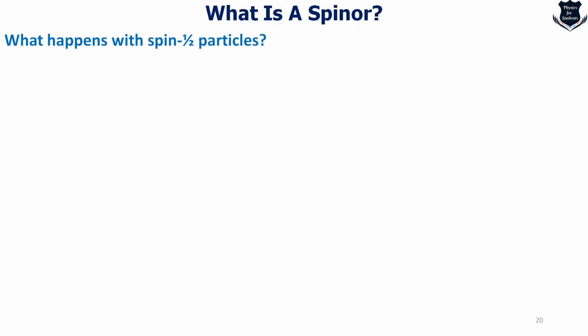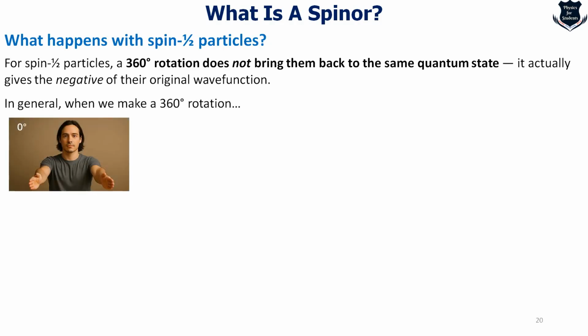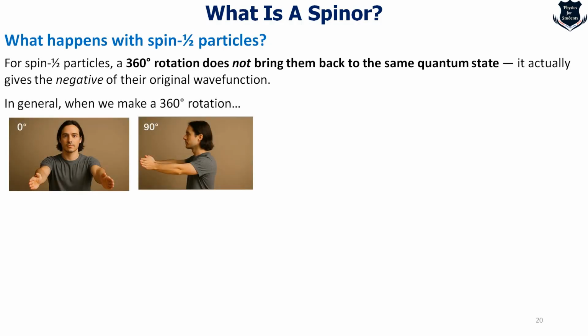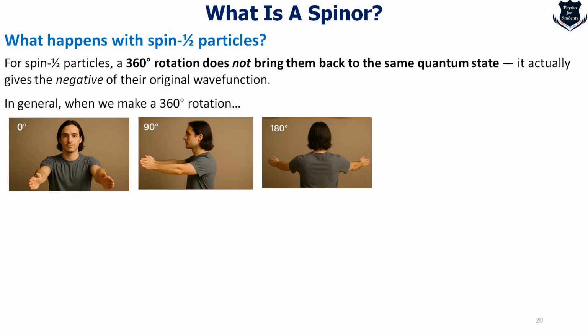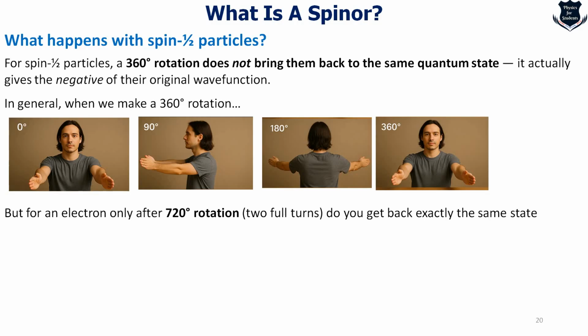Now, what happens actually with spin half particles? Let us imagine that when you rotate your body by 360 degrees, it comes back to the original state. But in case of spin half particles, it does not. So, for example, here are your arms extended at 0 degrees, you move 90 degrees, then 180 degrees, and obviously at 360 degrees you come back. But when an electron is rotated, it does not come back at 360 degrees. It comes back but with a negative sign.